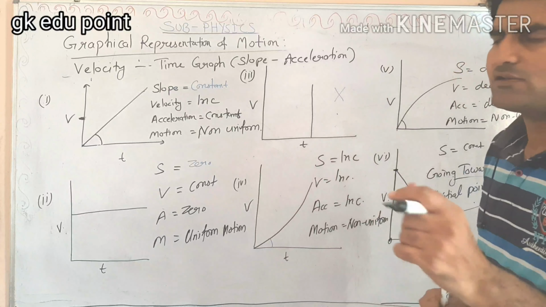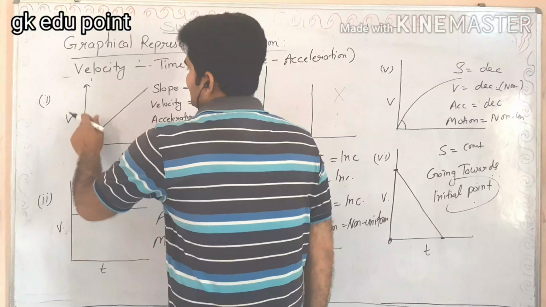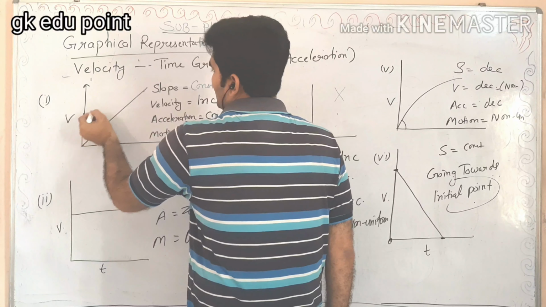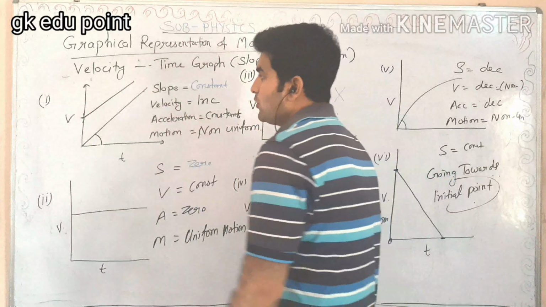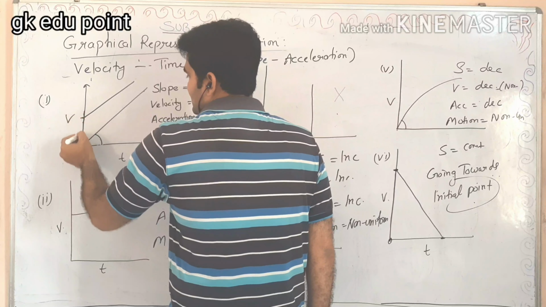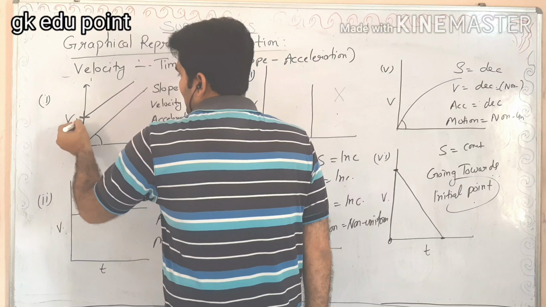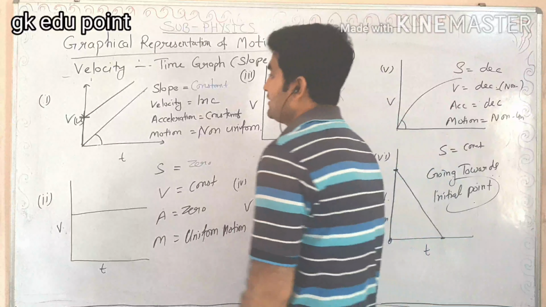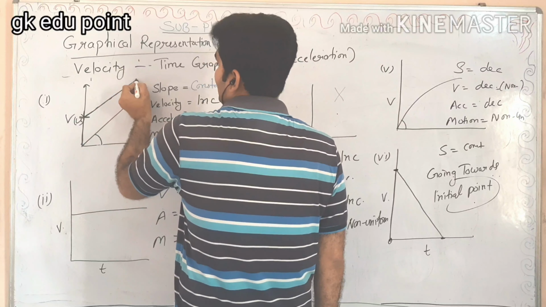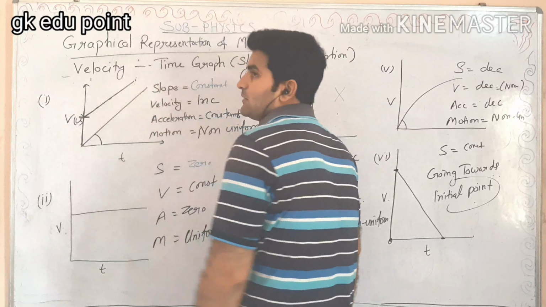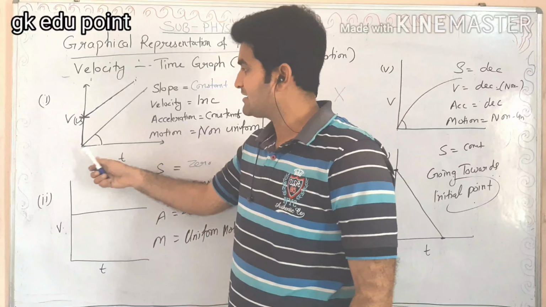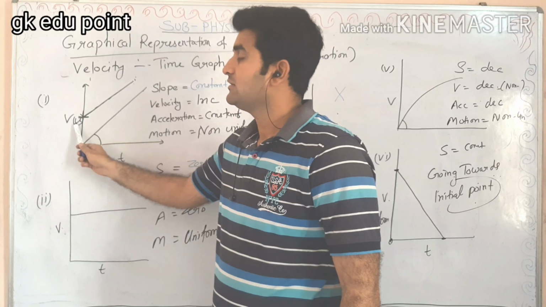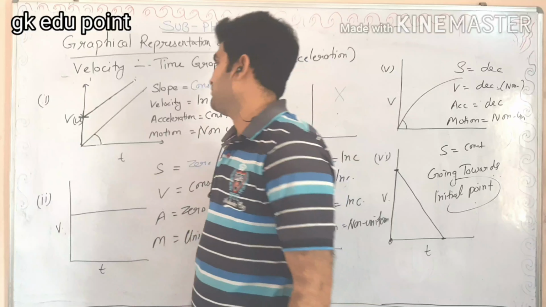There is one more thing I will tell you. For example, in graph number 1, if there is a line starting from a particular point like this, at this point a particular value of velocity is observed. The particle is moving with an initial velocity here, and velocity changes by a certain value after time t. In the earlier line, velocity is 0 initially, but in this graph velocity has some finite value initially.